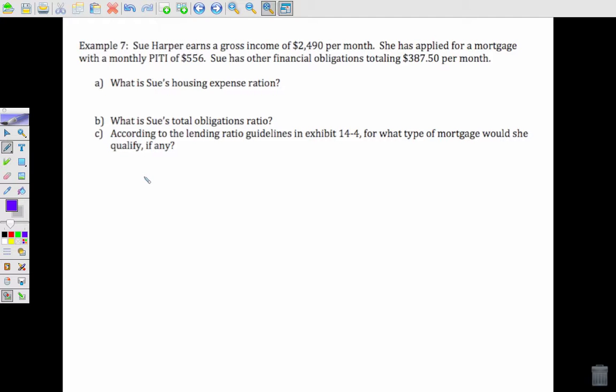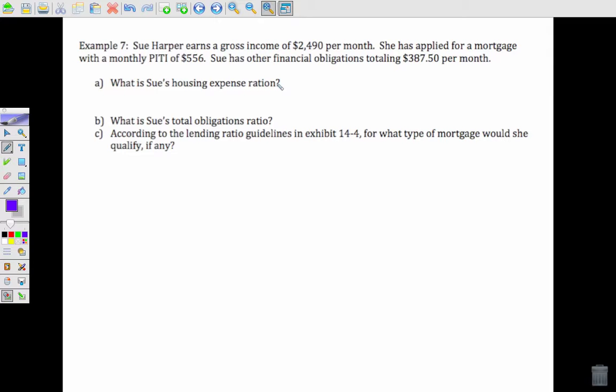Let's just do one example here. Sue Harper earns a gross income of $2,490 per month. She has applied for a mortgage with a PITI, that's principal, interest, taxes, insurance, of $556. Sue has other financial obligations totaling $387 per month. What is Sue's housing expense ratio?